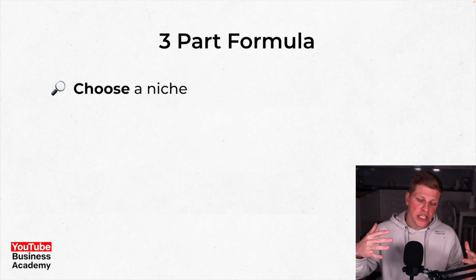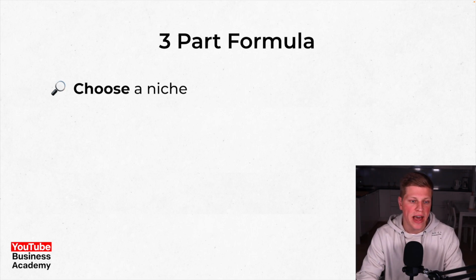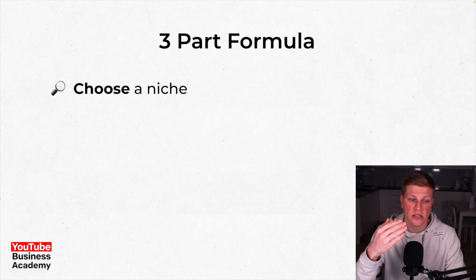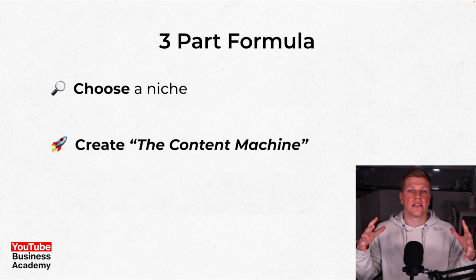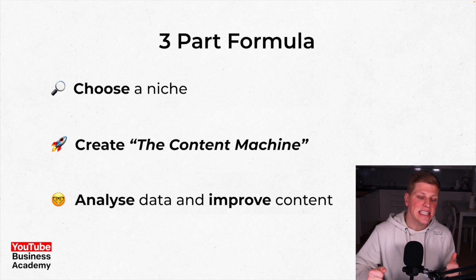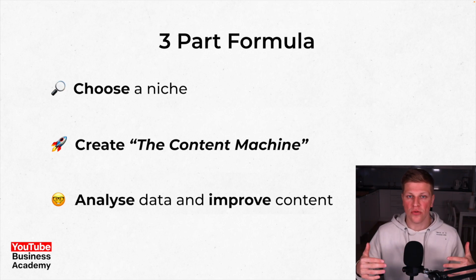All right, so the strategy behind this channel that made us $1.7 thousand has three parts. First is you need to choose a niche. Second one is you need to create the so-called content machine. And lastly, you need to analyze data and improve your content.